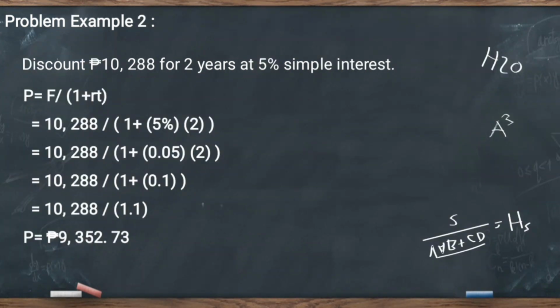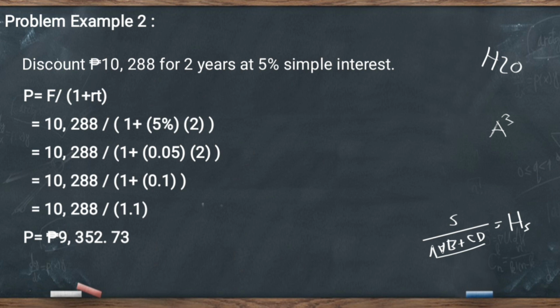Discount 10,288 for 2 years at 5% simple interest. From our keyword discount, we are going to use the formula of discounting, which is P is equals to F divided by 1 plus rate and time. Let us then substitute the values. For F, we have 10,288, and for our rate, we have 5%, and time, we have 2 years. Let's not forget to convert our rate into its decimal form. So 5% is equals to 0.05.